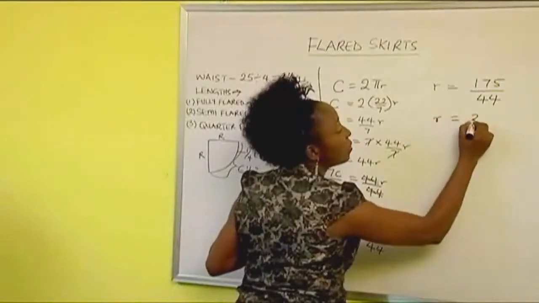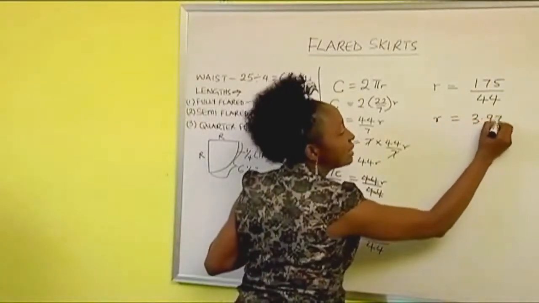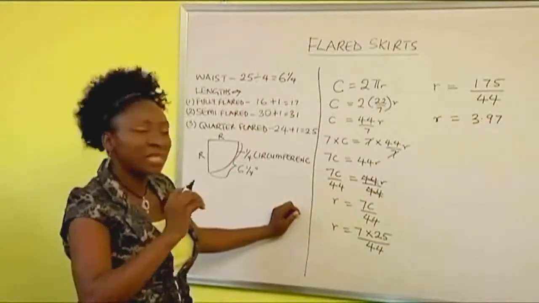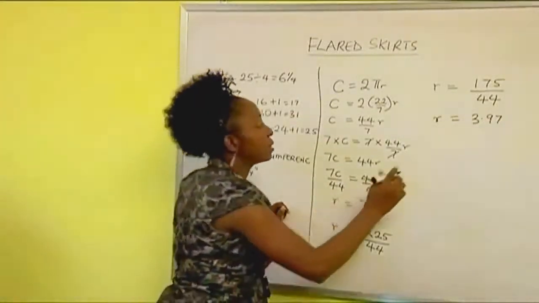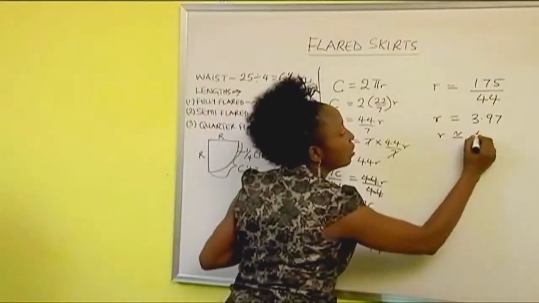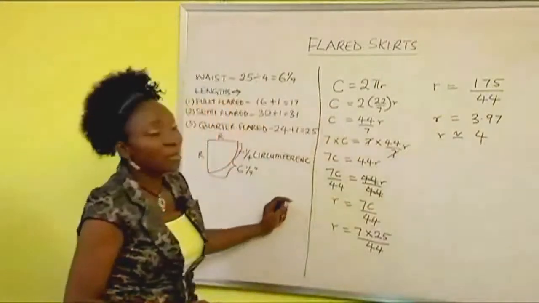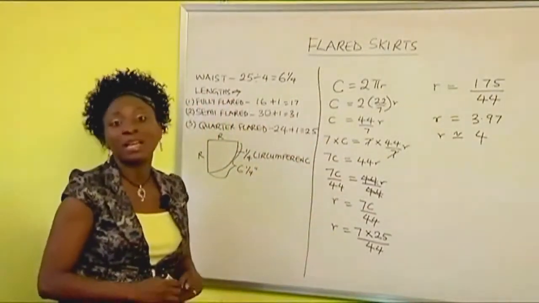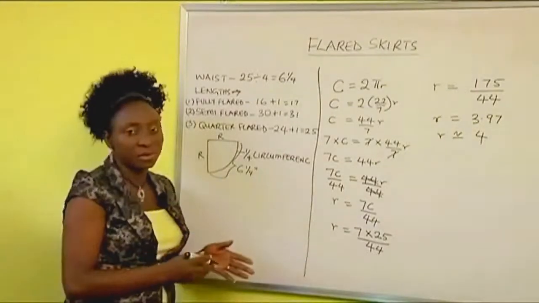And r will give us 3.97. You can see it's very, very close to 4. So I'm going to just approximate it to 4 inches. That will be approximated to 4. Now, this is the mathematical method, and it's very accurate. So I would advise that we always use this.